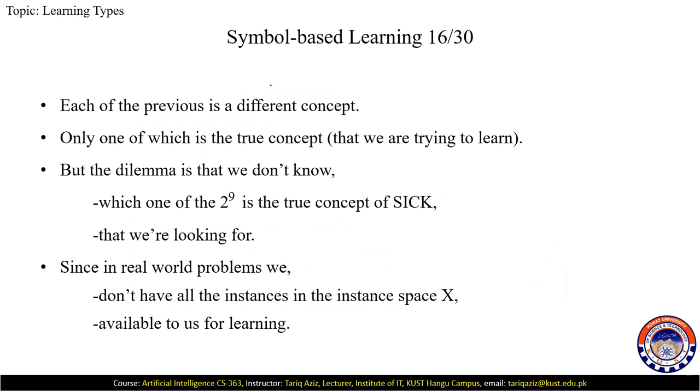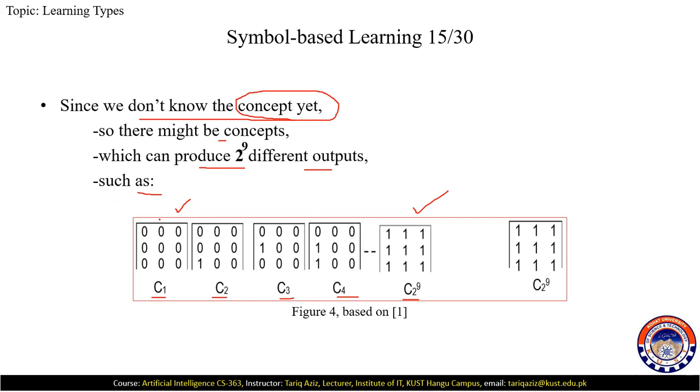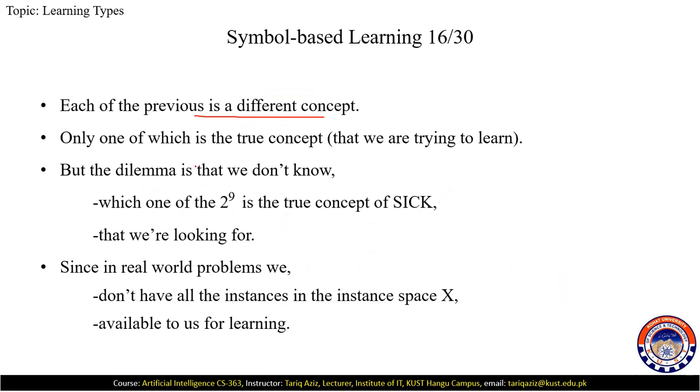So now, dear students, each of the previous is a different concept, which means that this is a different concept, this is a different concept, this is a different concept. So all of them are different concepts, but we are trying to identify the true concept. So only one of which is the true concept that we are trying to learn. From all these possibilities, we are looking for only one true concept. But what's the dilemma? The dilemma is that we don't know which one of the 2 raised to the power 9 is the true concept of Sick.